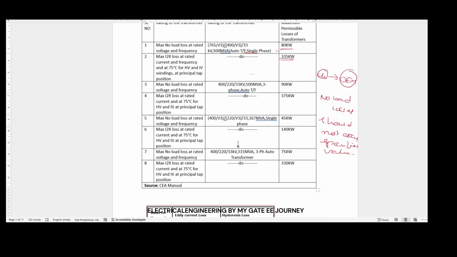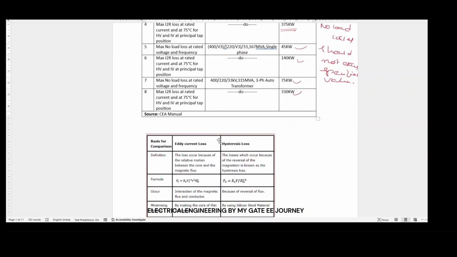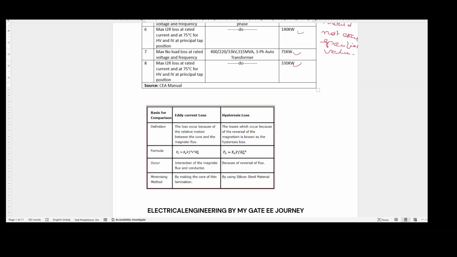At the same time, no load loss for a 400 by 220 by 33 kV, 500 MVA, three-phase auto transformer should not exceed 90 kilowatts, and I square R loss should not exceed 375. These are the values for the other remaining transformers. These will be useful for your interview. And we have to see one thing: once rated voltage and rated frequency are fixed, the core losses are fixed.